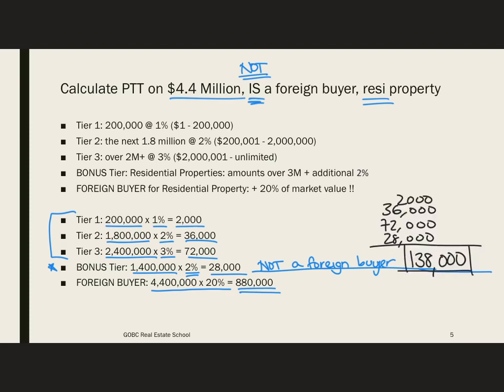So for this one, if you were not a foreign buyer, you would pay a PTT bill of $138,000 because you would just add up all of your three tiers and then add that bonus tier. If you are a foreign buyer, you need to add that other $880,000. So you would end up paying a total PTT of just over $1 million. So it would be $1,018,000. And when you do a question like this, it just shows you how much more foreign buyers do need to pay in taxes when they purchase property here in British Columbia.